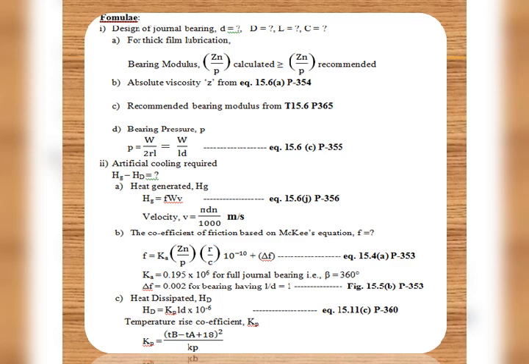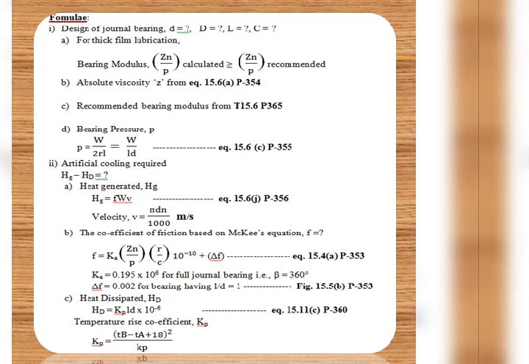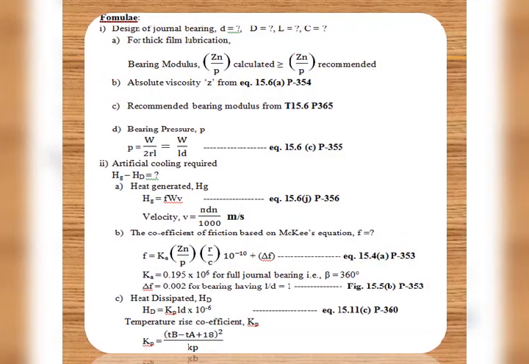Next, absolute viscosity Z we can calculate from equation 15.6a, page number 354. Next, recommended bearing modulus can be got from table 15.6, page 365. We'll discuss regarding this later during the solution. And bearing pressure can be evaluated by using the relation P is equal to W by 2RL, that is W by LD, that is equation number 15.6c, page number 355. These are the equations we must use. Then it is possible to get the unknowns, and apart from this some additional equations that we'll discuss during the solution.